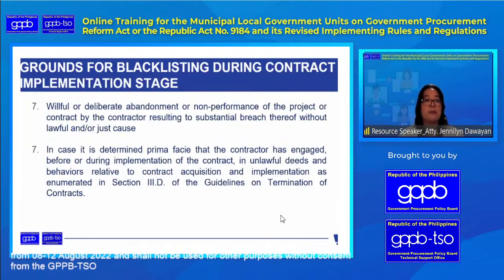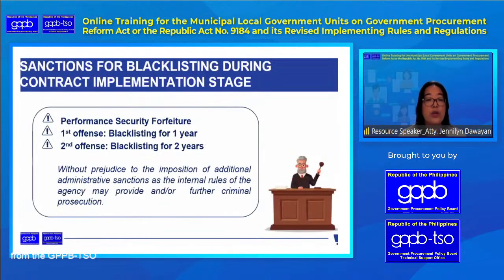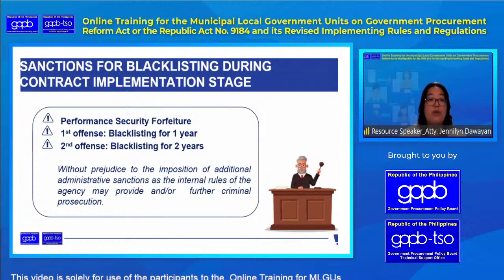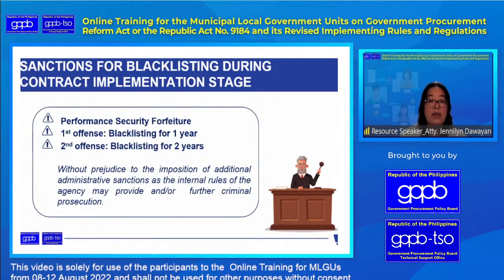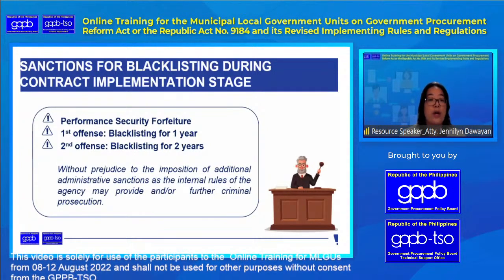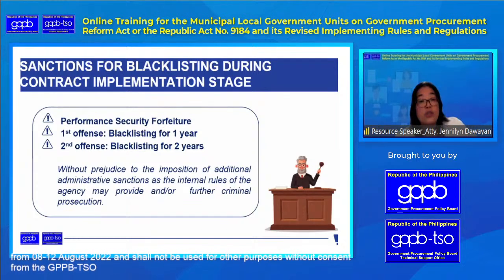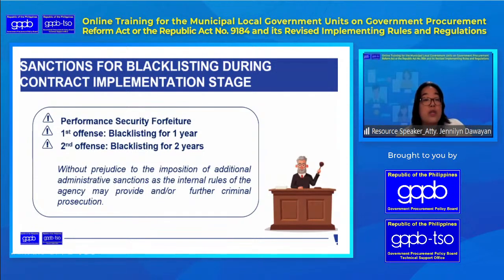Okay. So ano yung sanctions naman during contract implementation stage? Of course, yung performance security forfeiture, blacklisting for 1 year kung offense 1. Kung offense 2 na siya, talagang blacklisting for 2 years, without prejudice also to other administrative sanctions, for example, di ba, kung finalsify niya yung mga dokumento. Okay?